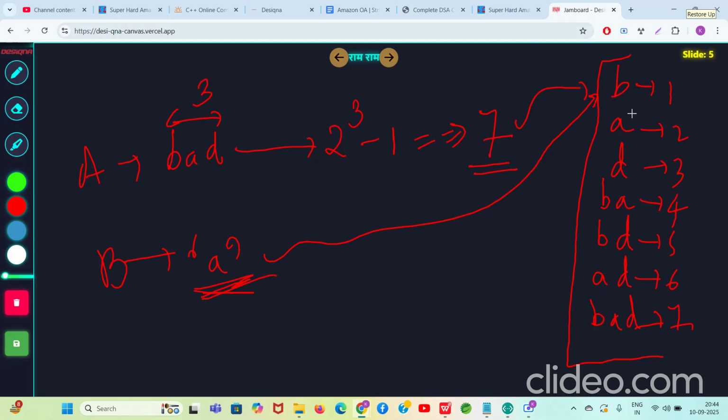So B is bigger than A, right? Yes, so count it. Is A bigger than A? No, they both are the same. D is bigger than A? Yes. BA is bigger than A lexicographically? Yes. BD is bigger than A? Yes. AD is also bigger than A.